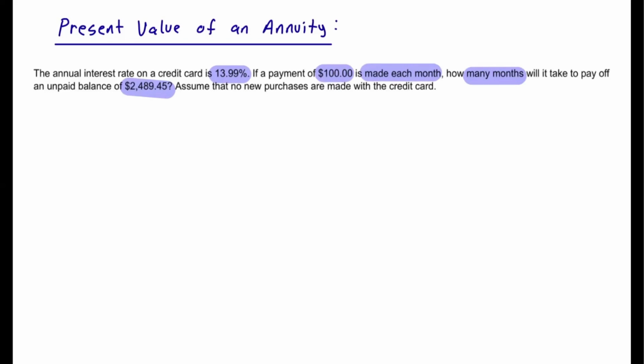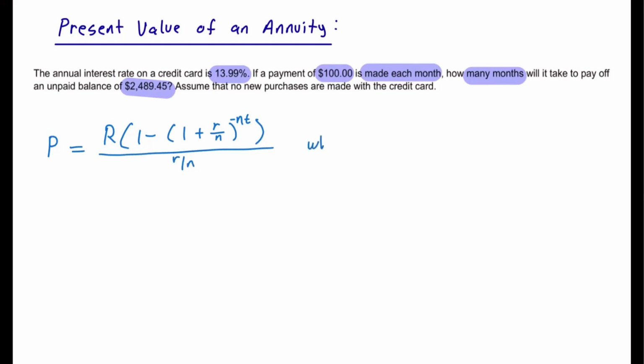Okay, so we're going to be using the present value of an annuity since we're given the loan amount, the interest rate, and you're making a payment of 100 every month. You want to know how long it will take to pay off this balance. So the formula I'm going to be showing you is this one. P, which is the present value of some annuity, is equal to big R, which is your periodic payment, in this case the monthly payment, times 1 minus parentheses 1 plus little r over n to the power of negative n times t, parentheses all over little r over n.